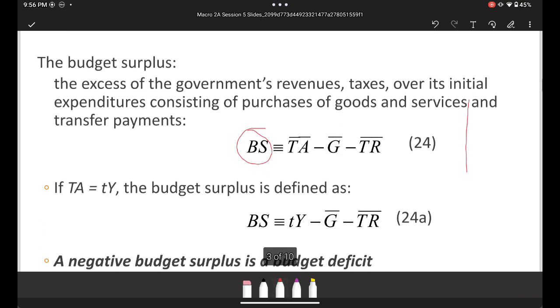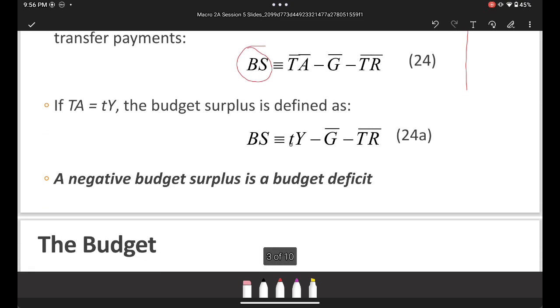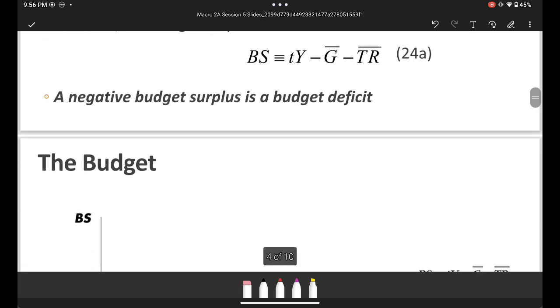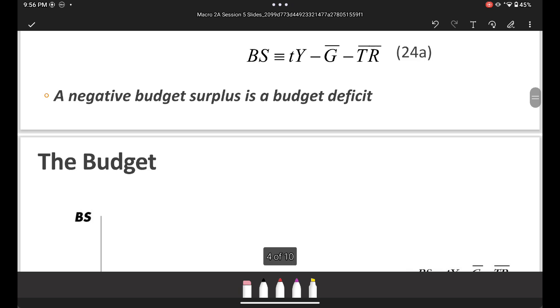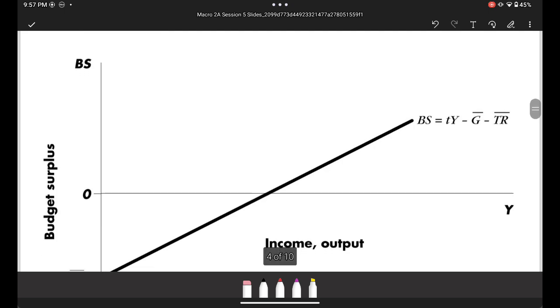Now they further explain that T, like how we did in our previous sessions, can be further explained. You can write it as tY, which makes more sense. The tax rate times the income in the economy will give you the actual tax. Makes sense, right? There we go, a negative budget surplus. So we get a negative figure as answer. You won't call it a budget surplus, you'll call it a budget deficit.